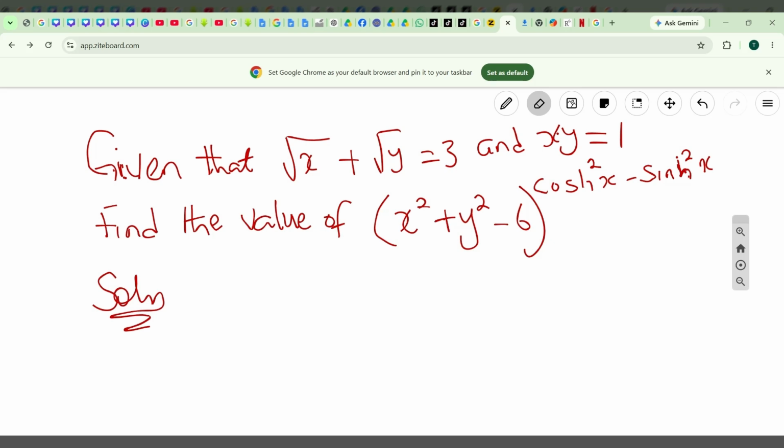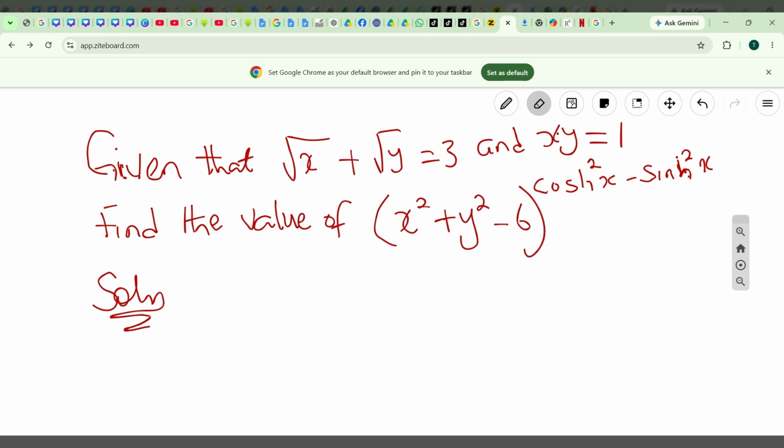Welcome to another class with Math Academy. Given the question on the board, we have root x plus root y is equal to 3 and xy is equal to 1. We are asked to find the value of x squared plus y squared minus 6 to the power of cos square x minus sine square x.